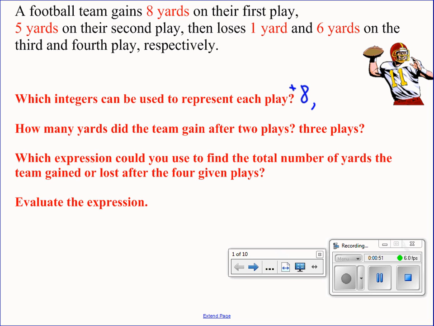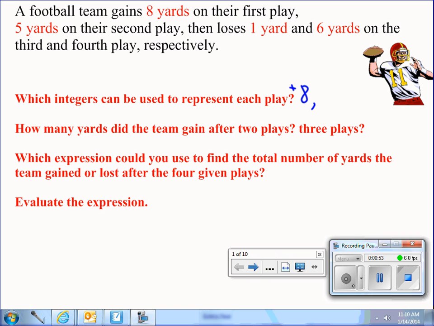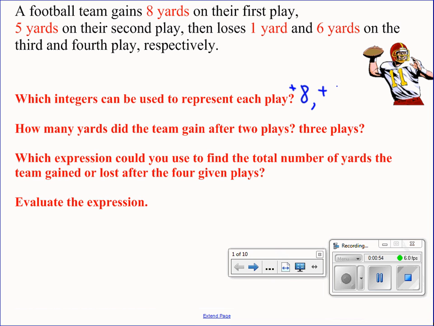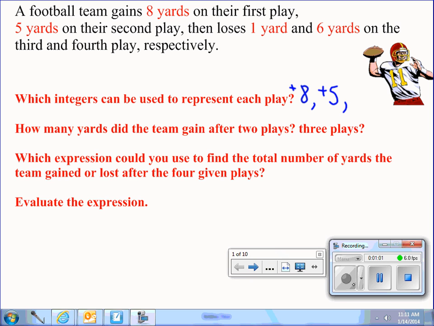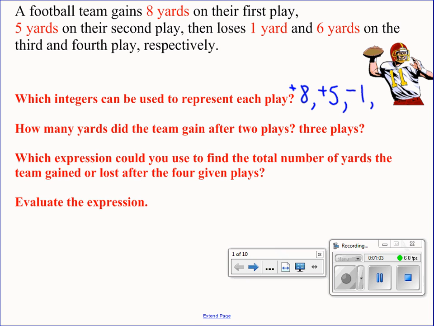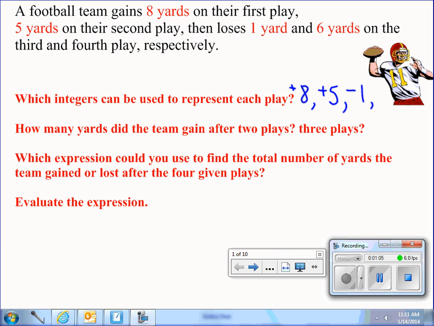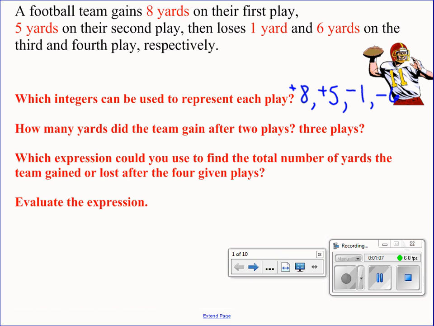On the second play, what integer would you use? So the second play was a positive 5. Third play, it would be a negative 1. It would be negative 6 on the fourth play because they lost 6 yards. So which integers can be used to represent each play? Positive 8, positive 5, negative 1, and negative 6.